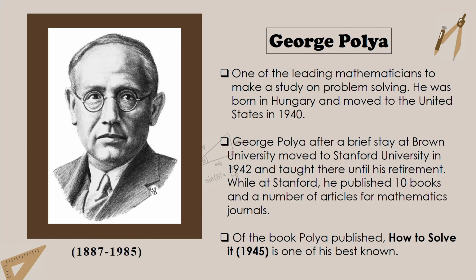George Polya, after a brief stay at Brown University, moved to Stanford University in 1942 and taught there until his retirement. While at Stanford, he published 10 books and a number of articles for mathematics journals. Of the books Polya published, How to Solve It in 1945 is one of the best known. In this book, Polya outlines a strategy for solving problems for virtually any discipline.